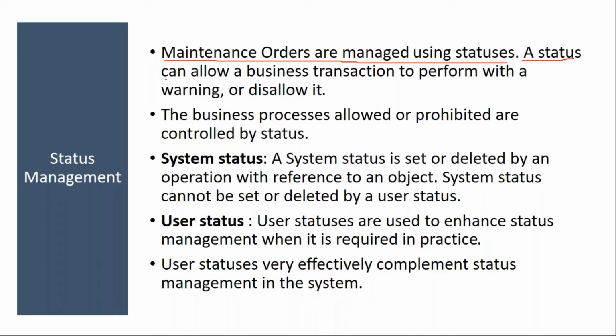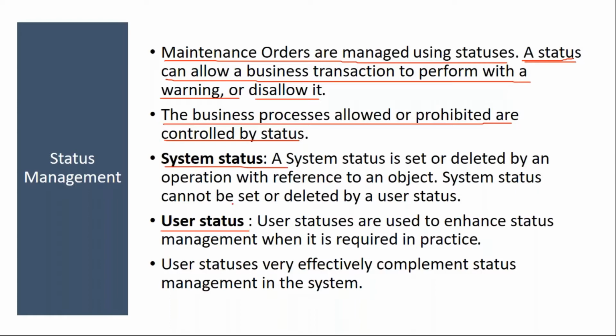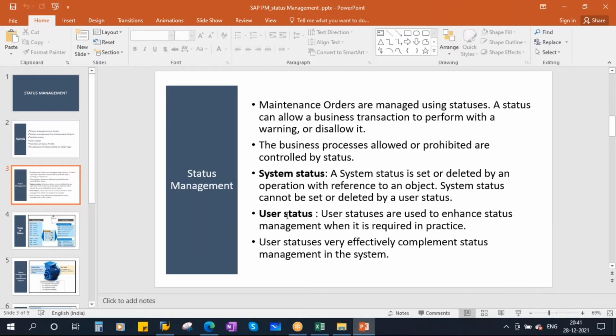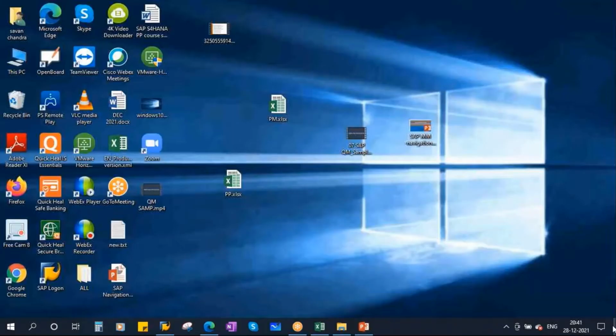A status can allow a business transaction to be performed with a warning, or disallow it. So a particular status sometimes allows you to do a certain activity, or sometimes disallows it. The business processes allowed or prohibited are controlled by the status. There are two types of statuses: system status and user status. I'll show you one example, then we will go into the details of system status and user status. Suppose I create an order.